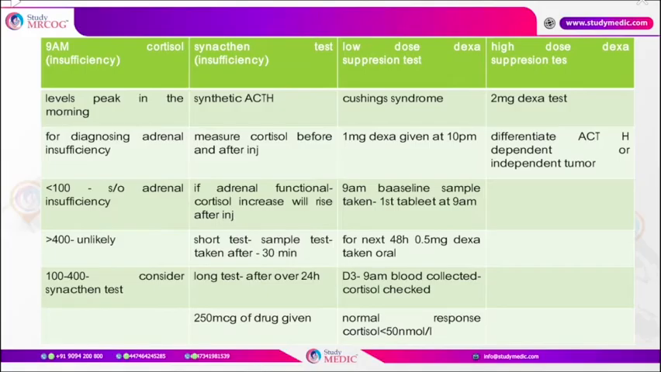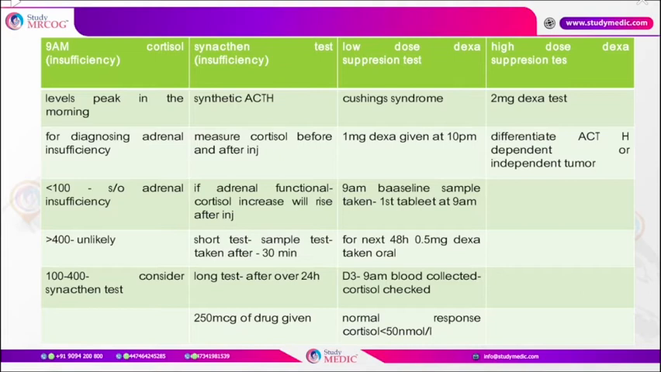Talking about the synacthen test, it includes the utilization of the synthetic ACTH. It measures the cortisol before and after the injections. And if the adrenal function is well, the cortisol increases after the injections. There is a short test, where the sample is taken after 30 minutes. In the long test, the sample is collected over a duration of 24 hours. And the amount of ACTH injected is 250 microgram of the drug. This test is very, very important in terms of diagnosis.